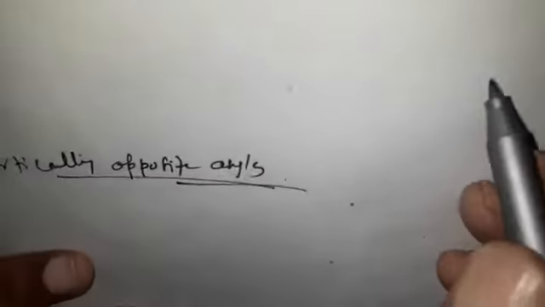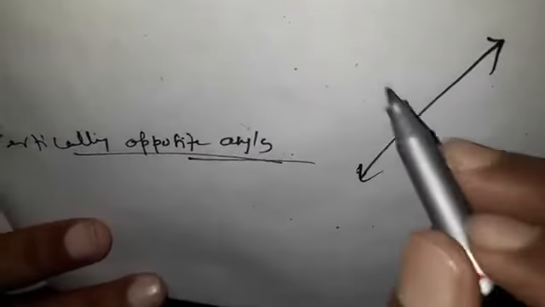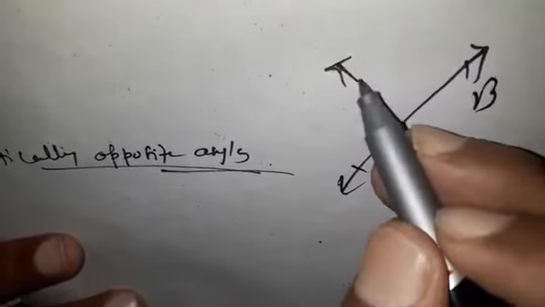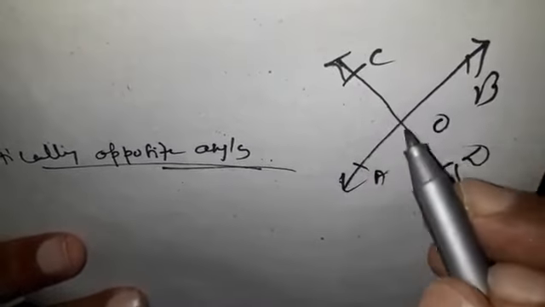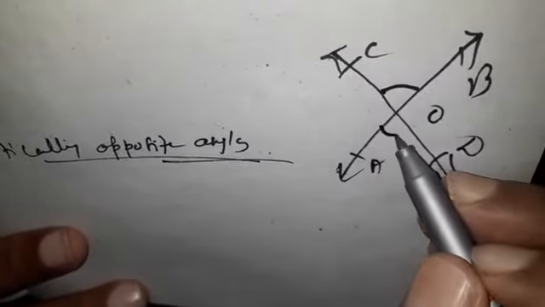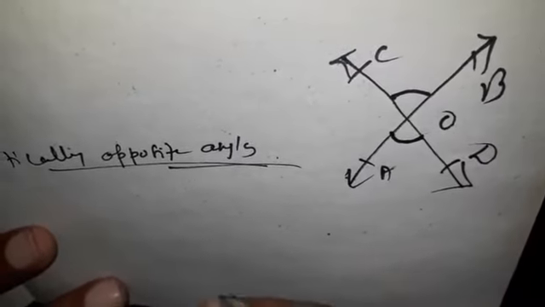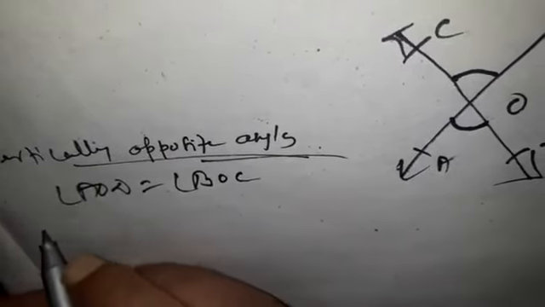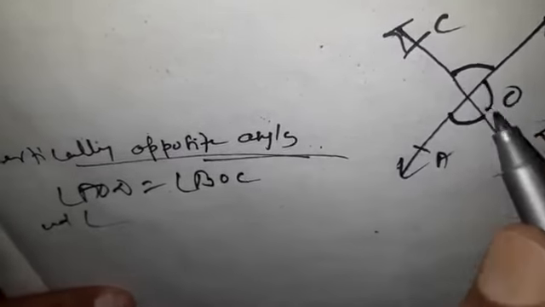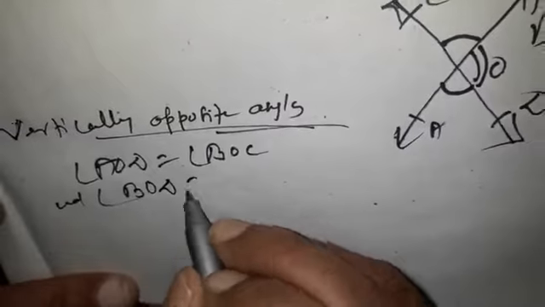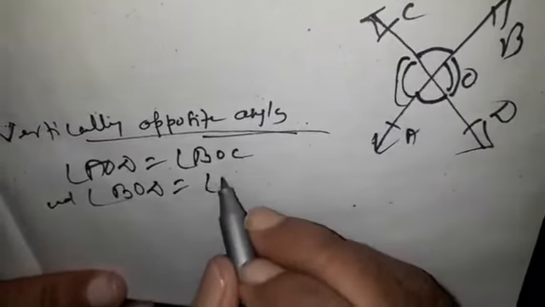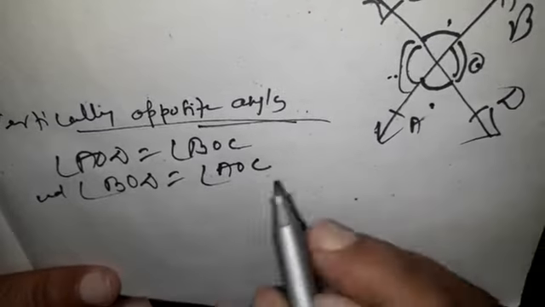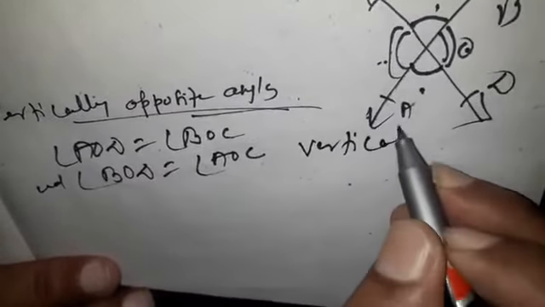Now vertically opposite angles. If two lines intersect each other at a point, say lines AB and CD intersect at point O, then these two angles are called vertically opposite angles. Angle AOD is equal to angle BOC, and angle BOD, means this angle, is equal to angle AOC. Vertically opposite angles are equal.